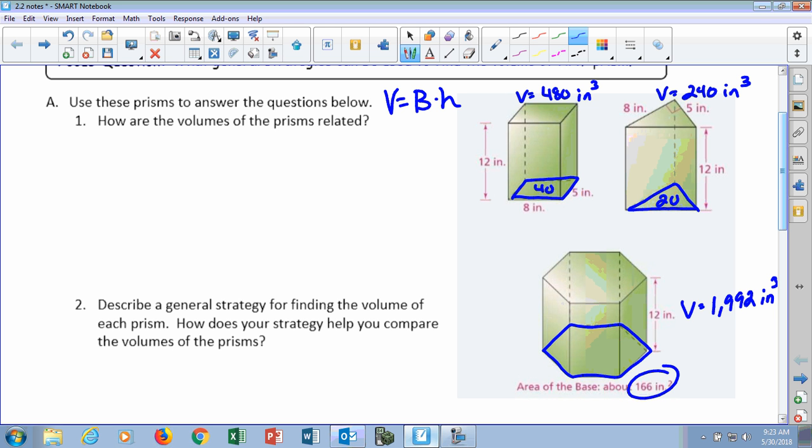So what do you see that's how they could be related, Robert? Yeah, they all have a height of 12, right? But since their areas of the bases are different, 40, 20, 166, that makes the volumes different, right? But their heights are all the same. Very good.